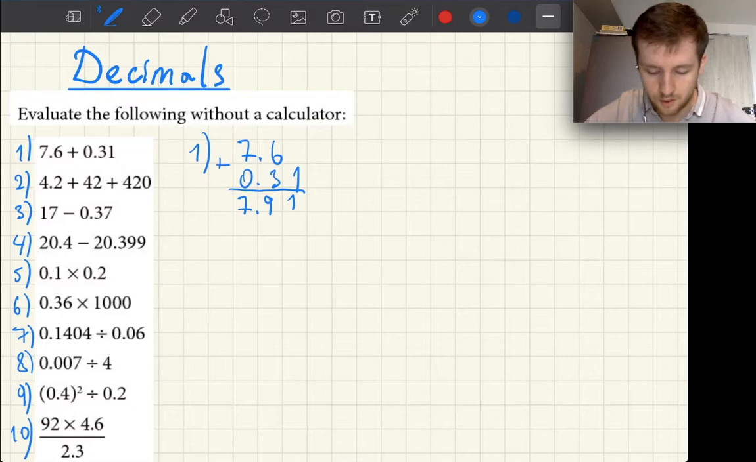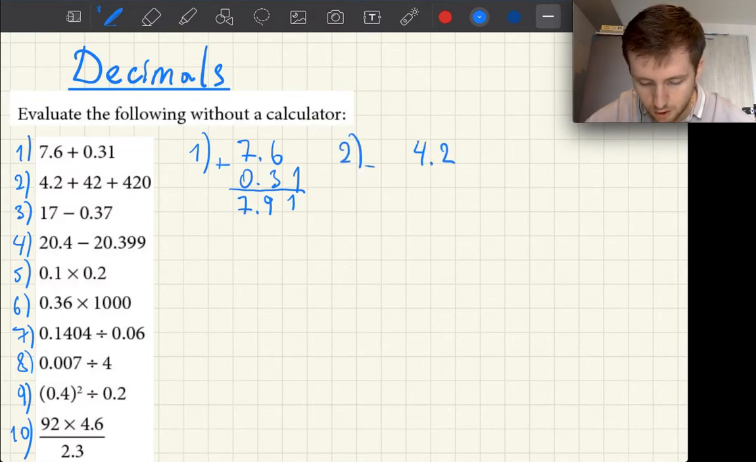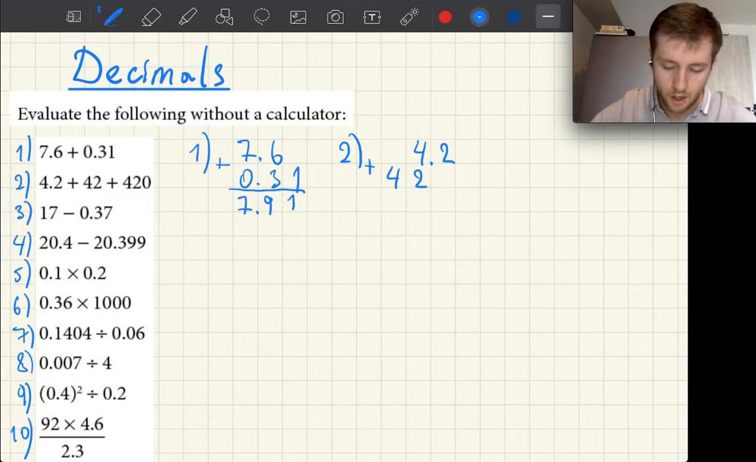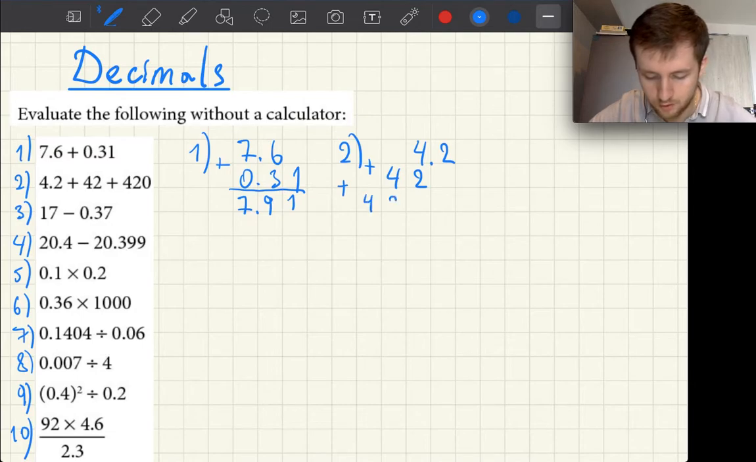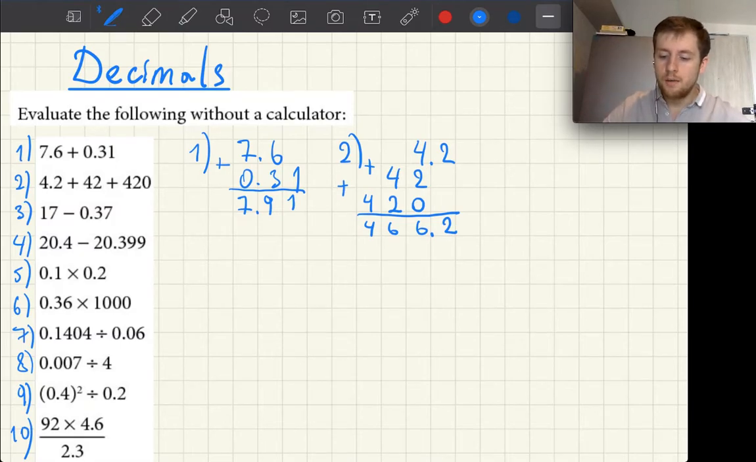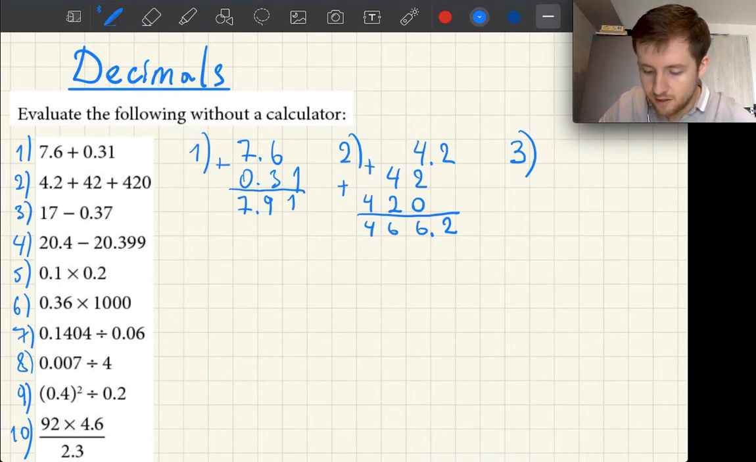Next we have 4.2 plus, okay, here, pay attention, it's 42 is going to be here. There's no point in 42, so we have to assume that the point is going to be here. 42 and then the point. And then plus 420. Okay, altogether we will get 466.2 as an answer.